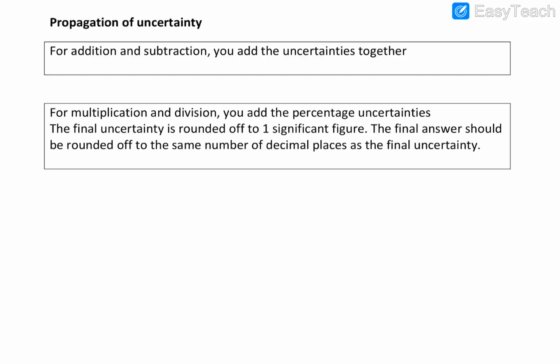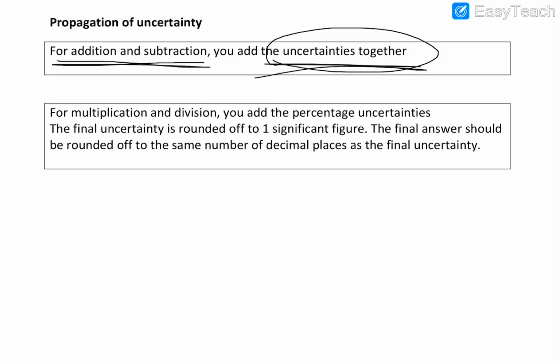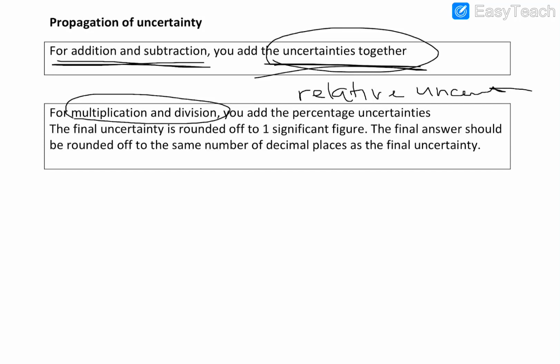Okay, so when you are adding or subtracting numbers, you always add uncertainties together. Whether you're adding or you're subtracting, you always add the uncertainties. You never subtract uncertainties. When you have multiplication or division, you add the percentage uncertainties, or you can add the relative uncertainties. You can use percentage, but I find relative uncertainty easier.